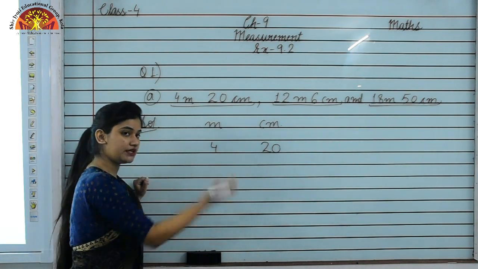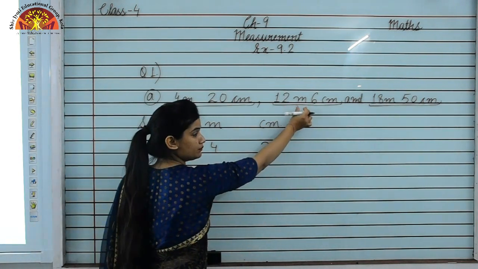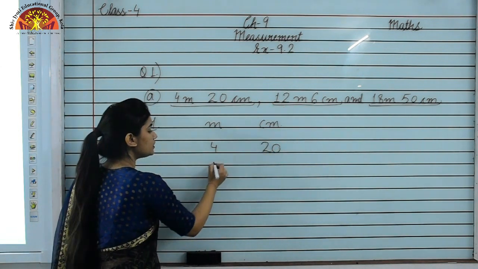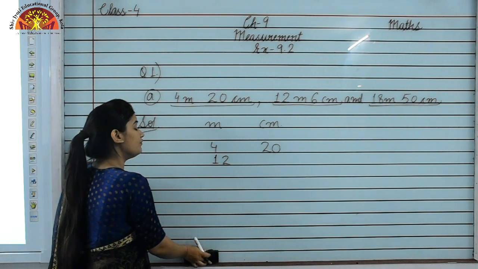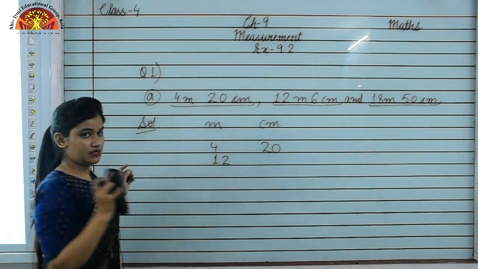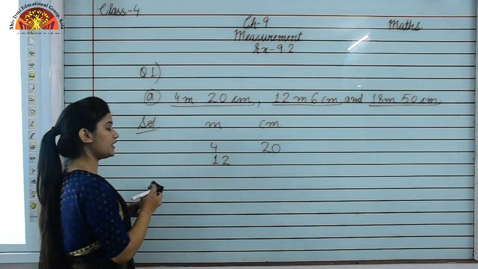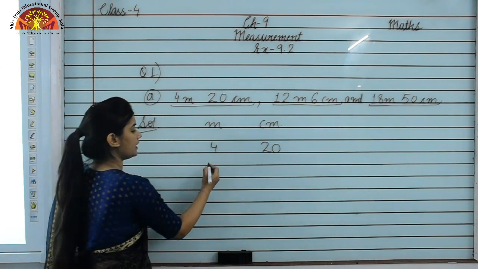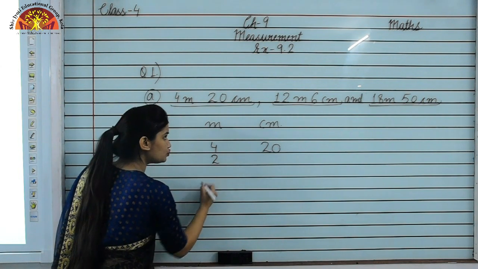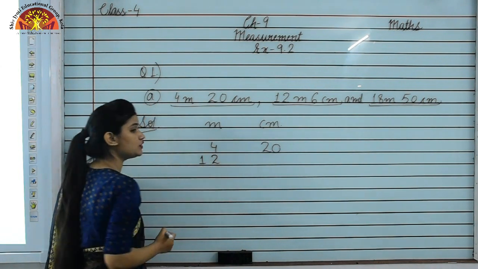Now we will observe the next number, that is 12 meter. Meter में क्या है? 12 है. So is it right students? No, this is not correct, because whenever we are arranging the digits, हम digits को जब arrange करते हैं, always we have to start from ones. हमें कहाँ से start करना है? Ones से start करना है. So here I will write 2, then here I will write 1.